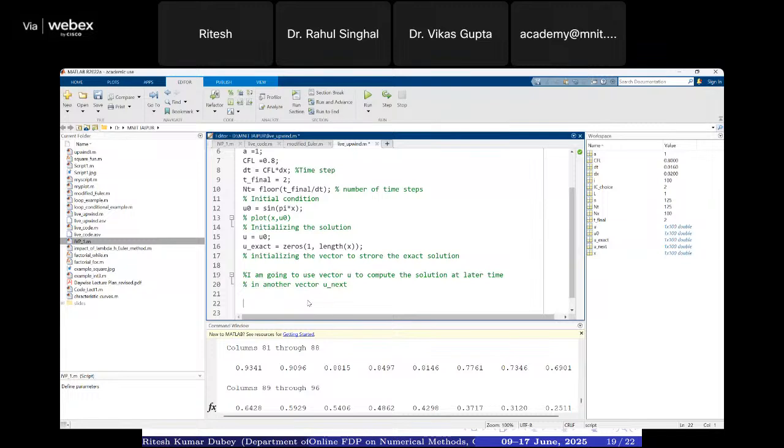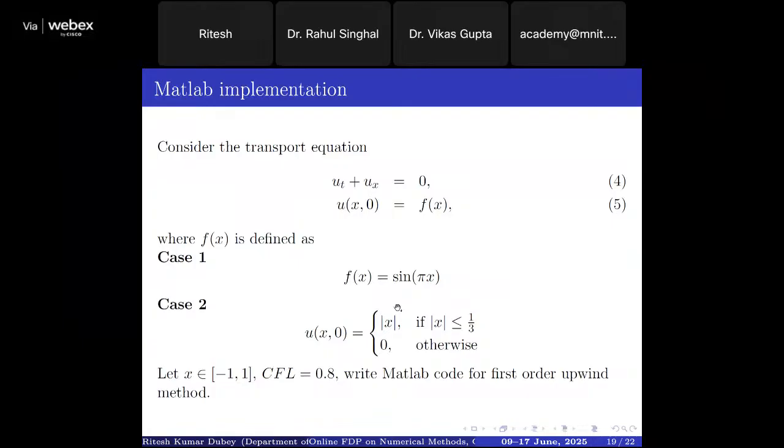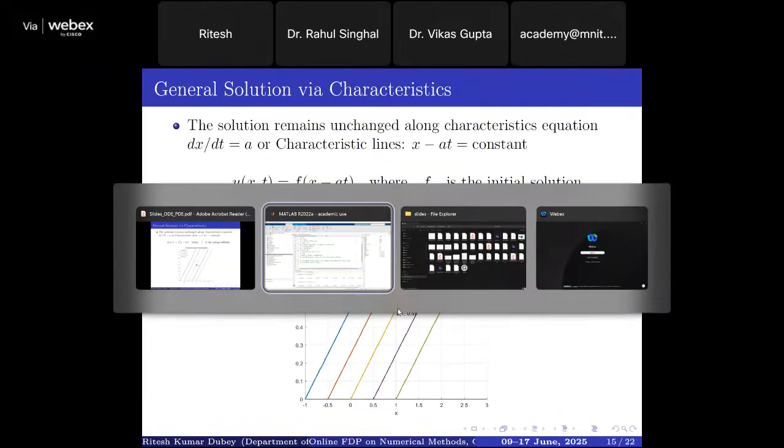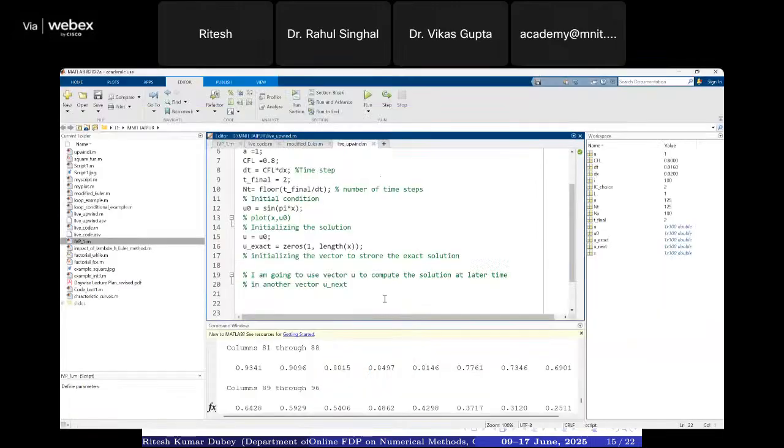Okay, so now we have everything. We will start using a loop. We are going to use a for loop. So basically we have the solution given at this time level, and we want it for this next time level.